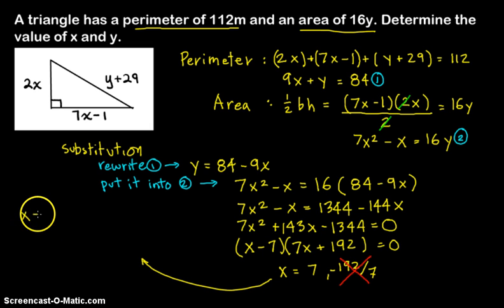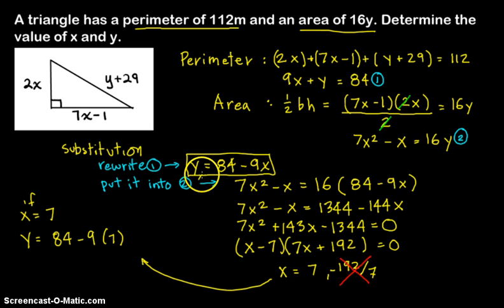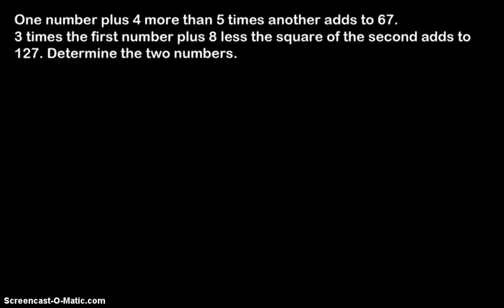So if x equals 7, y equals what? Well, I can use anything I like. I really like this one. y equals 84 minus 9 times 7. I've just plugged it into my rewrite there. So I took this guy, and I just simply used it to plug in. And I will end up with a y of 21. So my answer, in this case, is x equals 7, and y equals 21. And I'm done. Okay, question number 2.